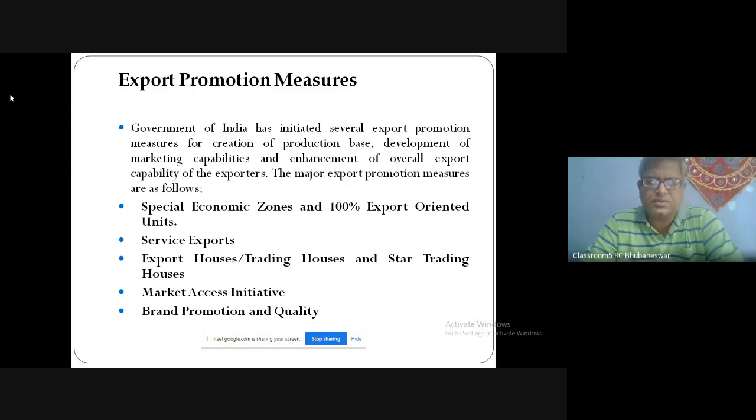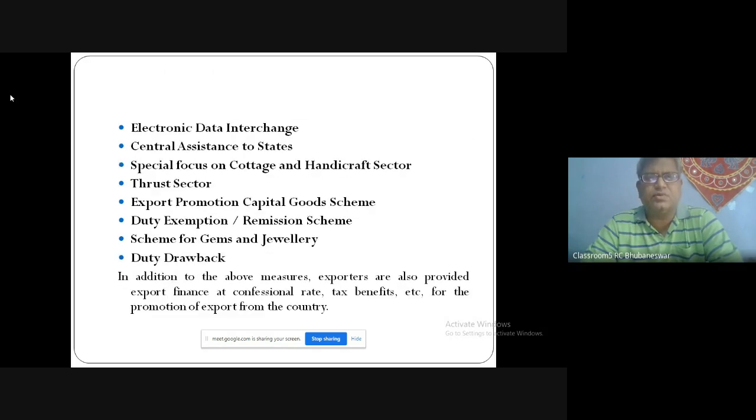Export houses are to be established, trading houses and star trading houses established, with easy market access initiatives, brand promotion, and quality also receiving more focus. Also, central assistance to the states to promote not only the cottage industries or handicraft sectors, and some thrust areas are to be undertaken, some duty exemptions, and some capital goods schemes.